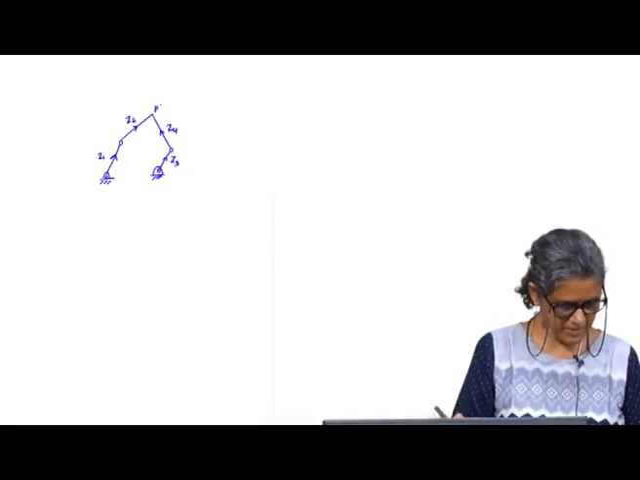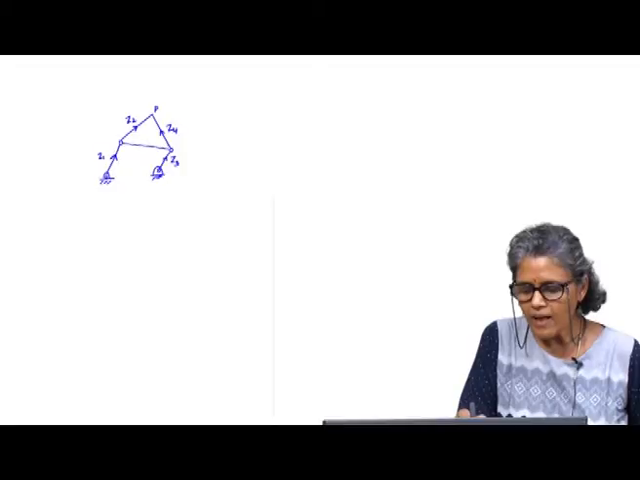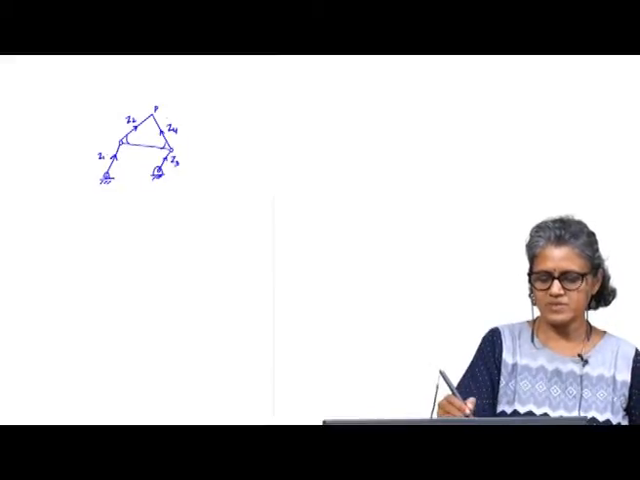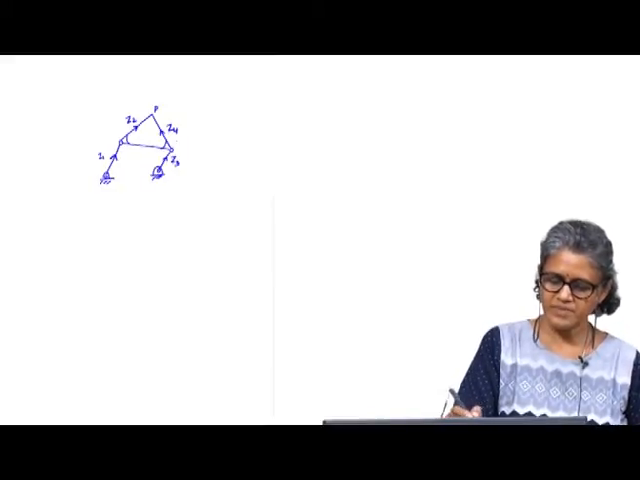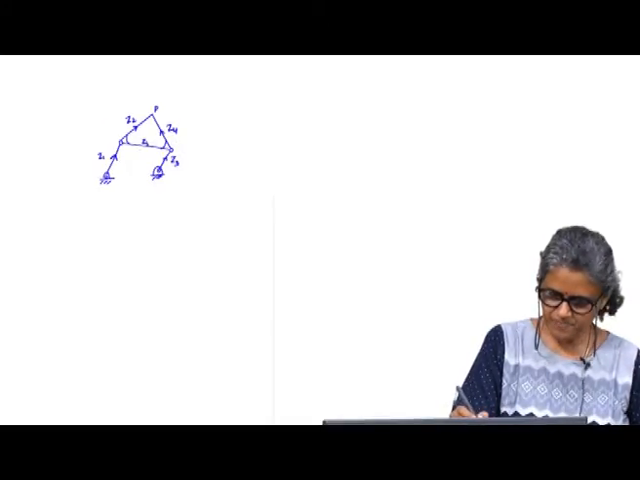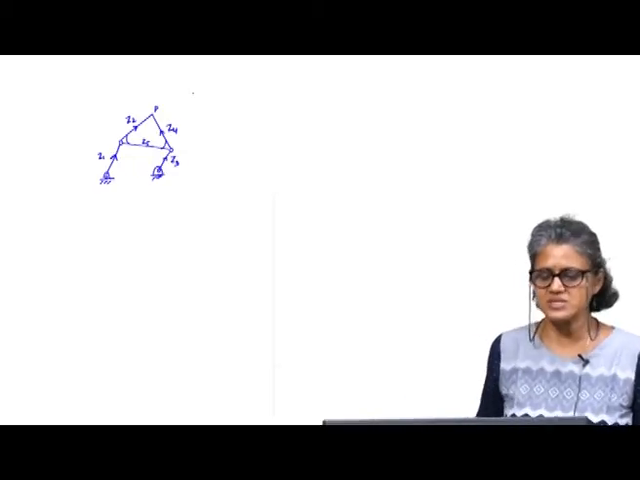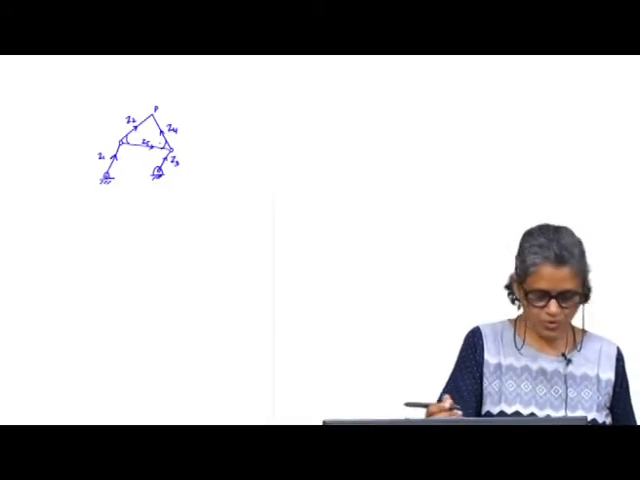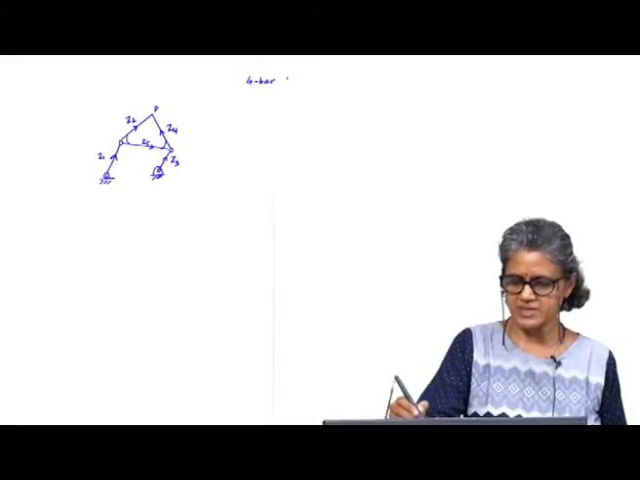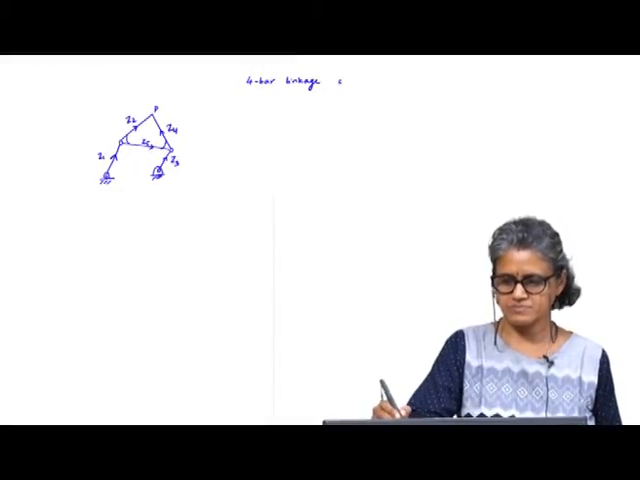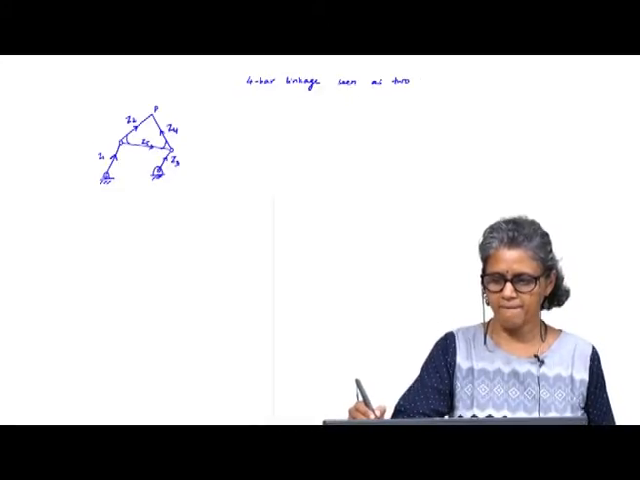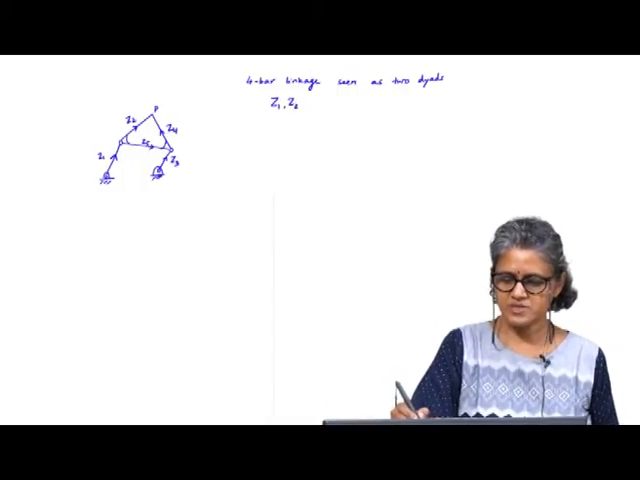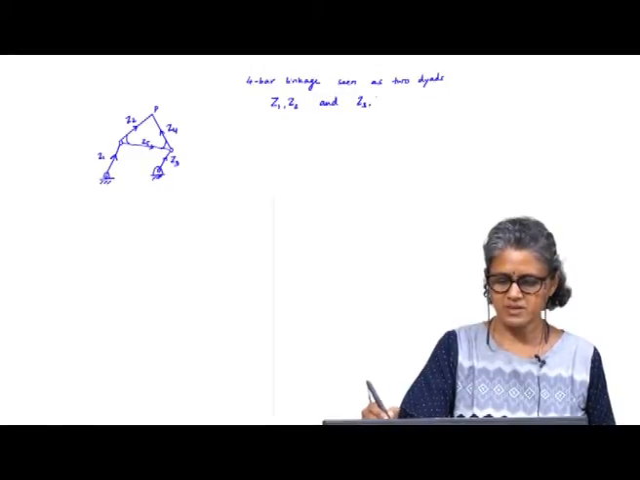This is say point P, and this is the coupler. Once I know Z1, Z2, Z3, Z4, then this Z5 can be expressed in terms of the other two. It is nothing but Z2 minus Z4 if this is Z5. So the 4 bar linkage is seen as two dyads, Z1, Z2 and Z3, Z4.